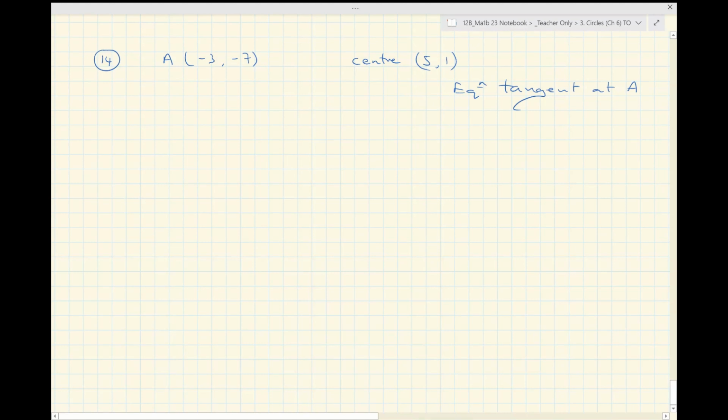Question 14. I've got a circle with a centre 5, 1, and I've got a point on that circle. There's my badly drawn circle. Here's the centre, 5, 1. And the point A is going to be, say, here.